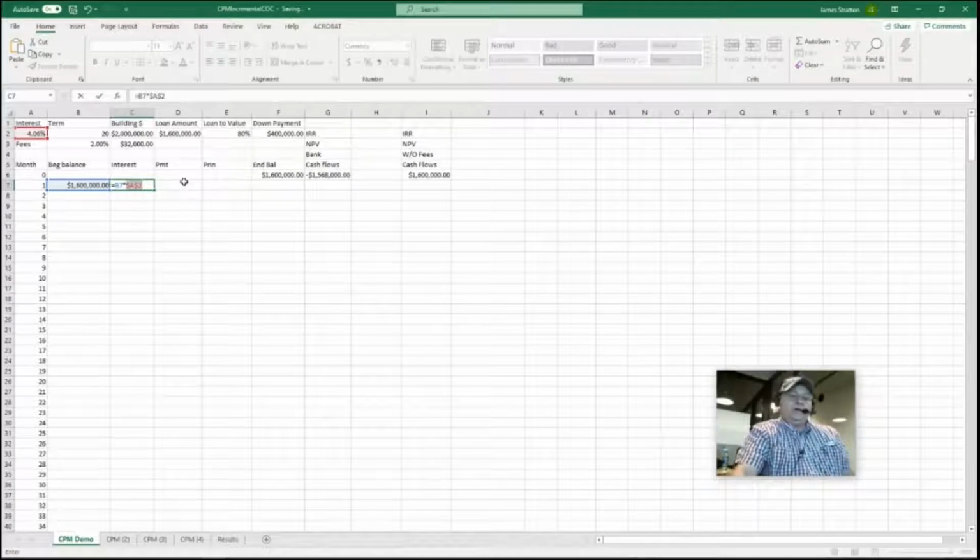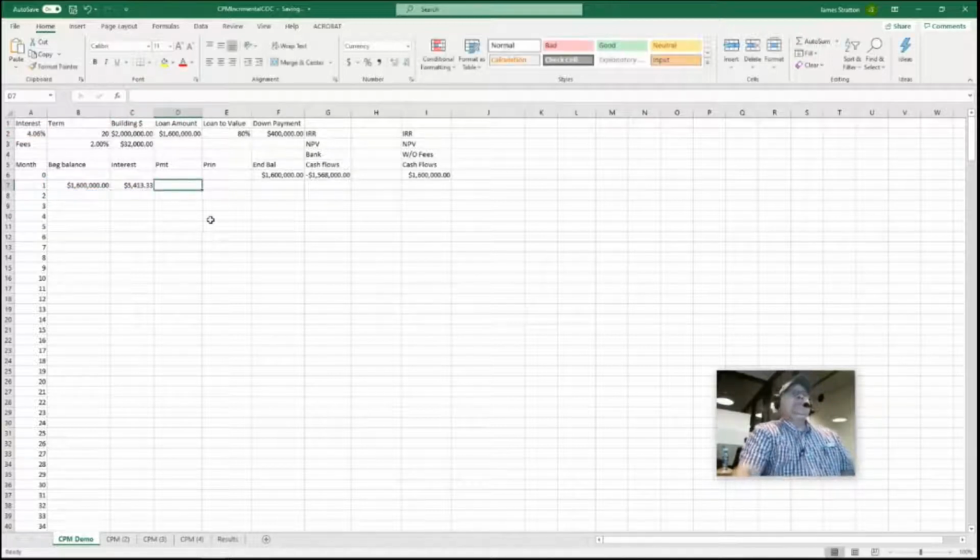All right. So now what's happening here is we're doing this monthly, so we do need to divide it by 12. So we're going to go ahead and divide this number by 12. And then we come over here. All right. So that's our interest payment.